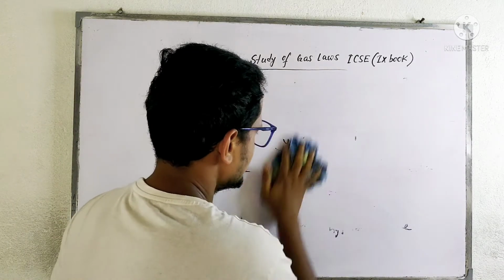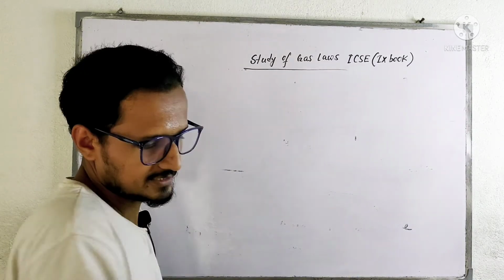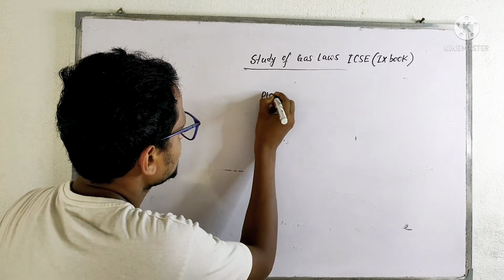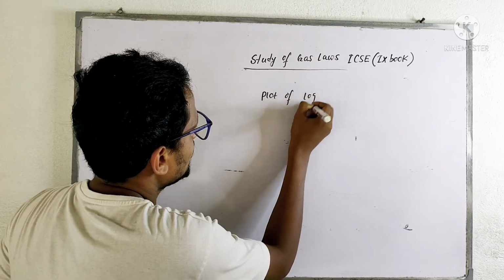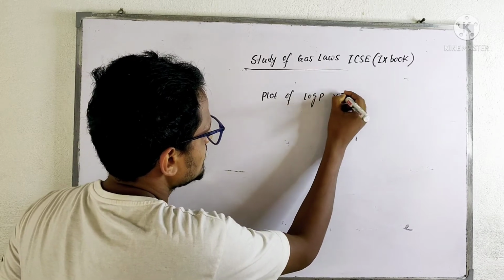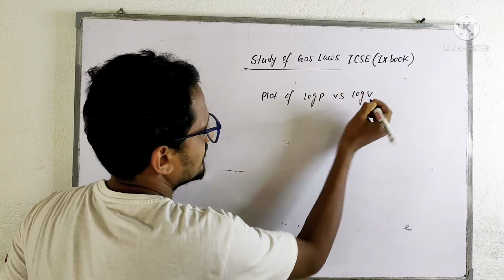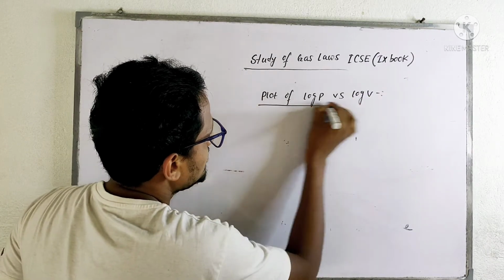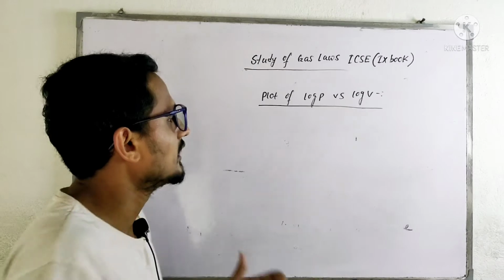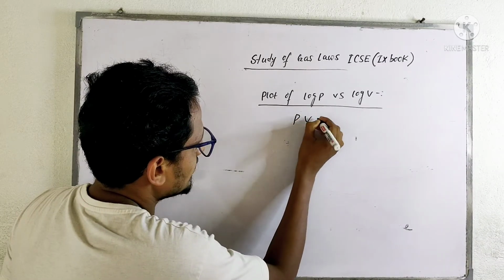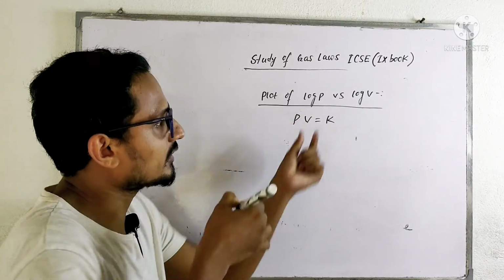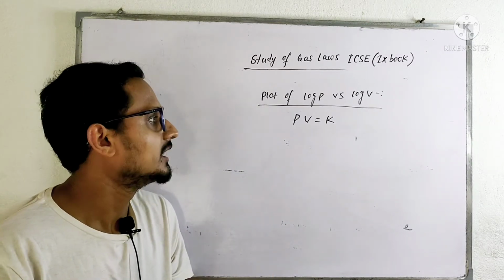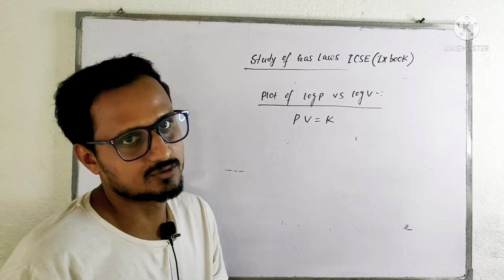So P versus V we have done. PV versus P also done. Now the plot of log P versus log V. Let me show you how it comes. We know PV equals K. Now the log function can be taken on both sides, or ln can be taken on both sides.